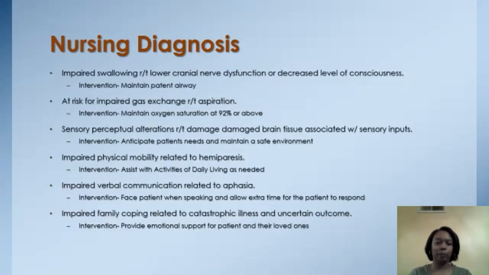Impaired family coping related to the catastrophic illness and uncertain outcome. So this diagnosis is not only hard on the patient, but it's also hard on the loved one. So the medical staff, nursing, as well as social service, and even our physicians, we should provide emotional support for the patient and their loved one.